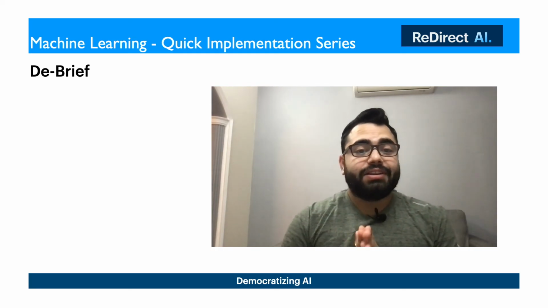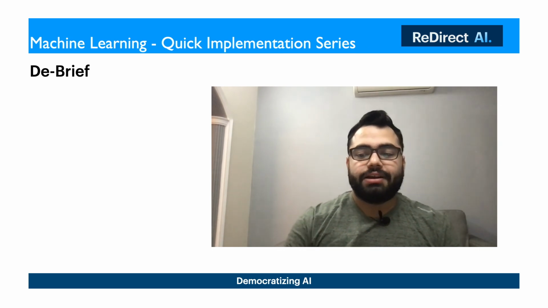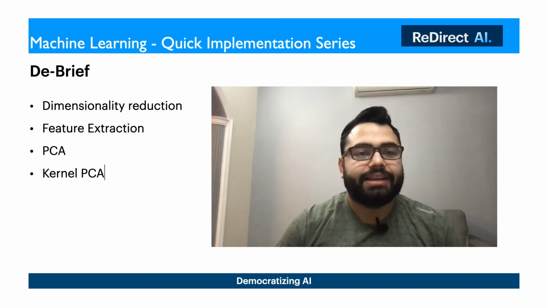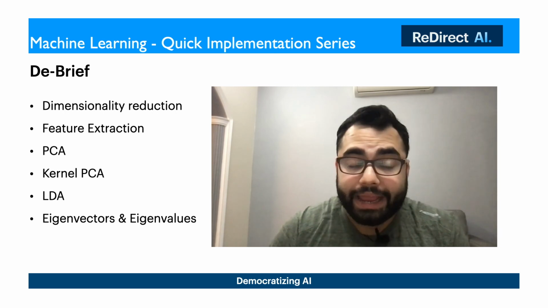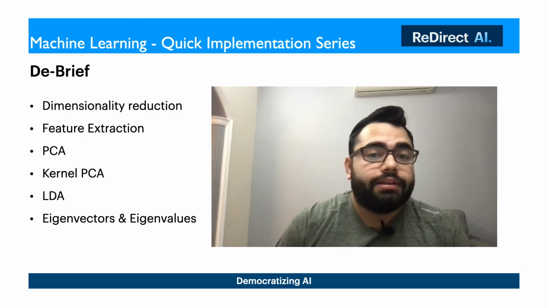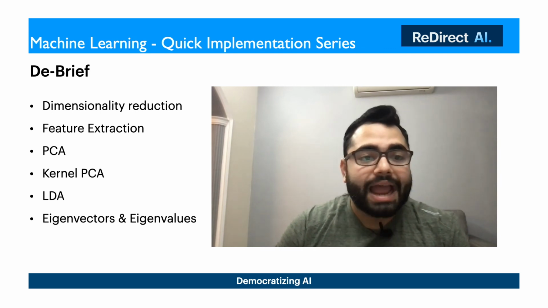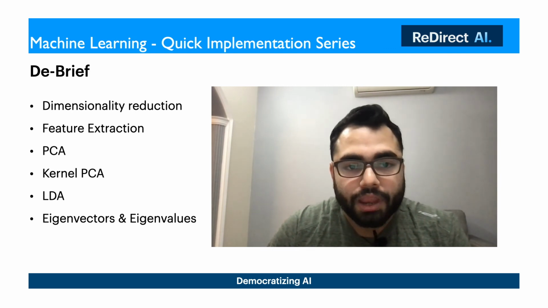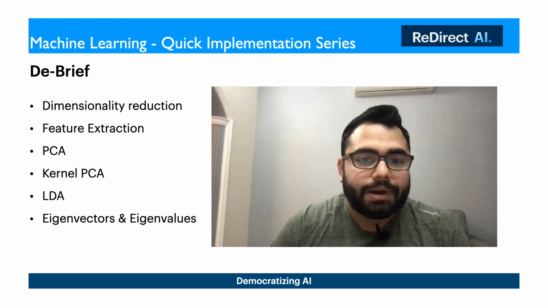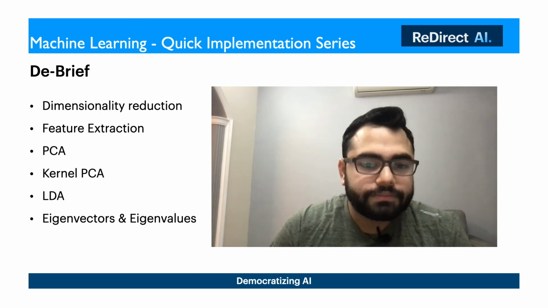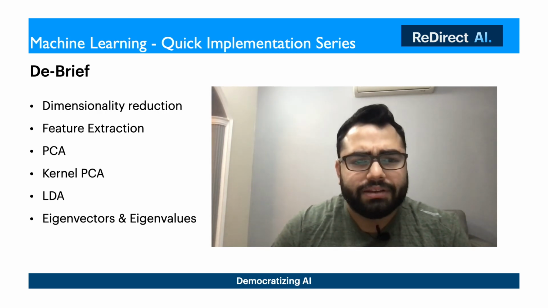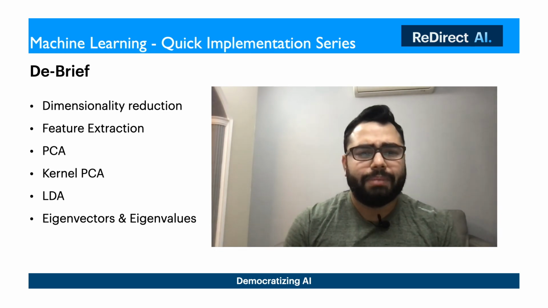All right, everyone. Thank you. So today we discussed some very important techniques like dimensionality reduction by feature extraction, in which we saw PCA, kernel PCA, LDA, and what eigenvectors and eigenvalues are. Now, discussing why not PCA, I'll try to put it in as simple a manner as I can.